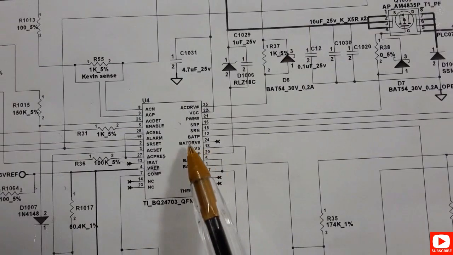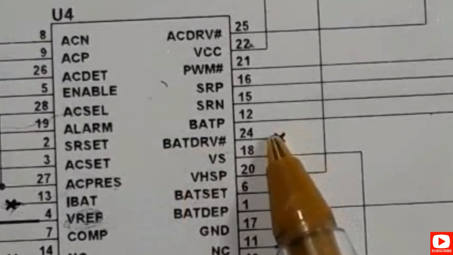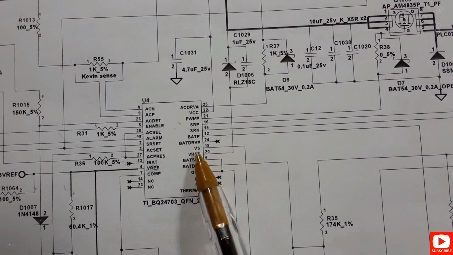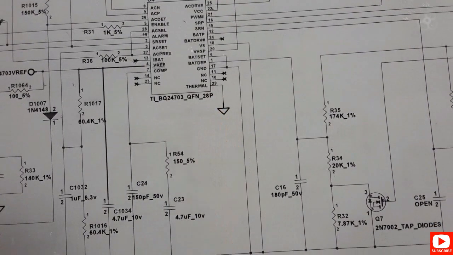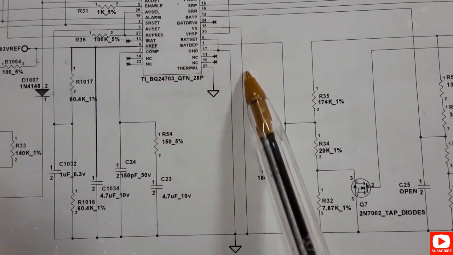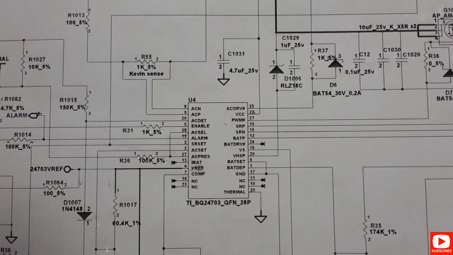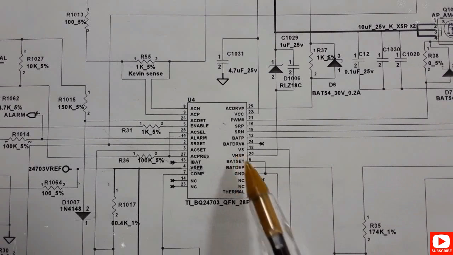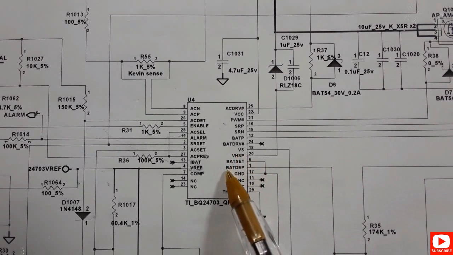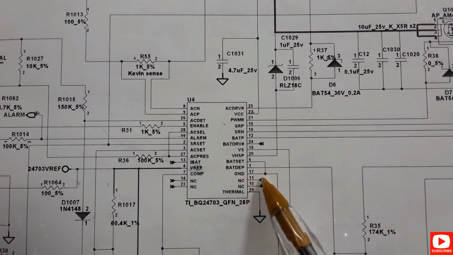Next we have the BAT drive, or the battery drive. Basically here it is not connected. Here we have the VSS. Basically this should be connected to the ground. The VSS, S means ground, and it's connected to the ground, as you can see. We have other signals like VH, ESP, BAT set, and BAT dip. We have the ground, of course. We have this NC, which means not connected or not used.